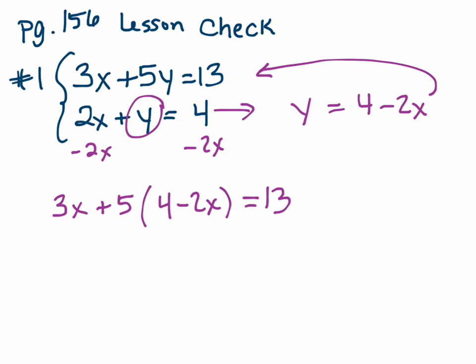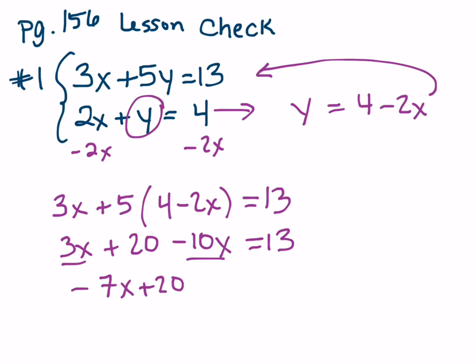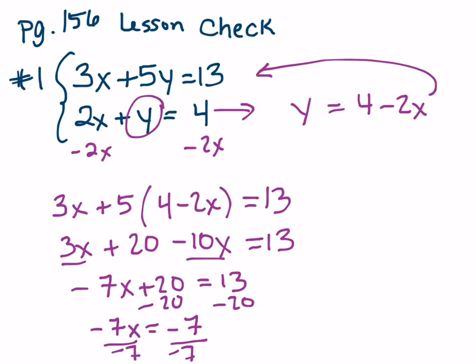So this time we have some distributing to do. 5 times 4 is 20. 5 times negative 2 is negative 10x. Okay, combine like terms. 3x minus 10x is negative 7x. All right, subtract 20. And that's negative 7. And divide by negative 7. Okay, this is a nice one. x equals 1.